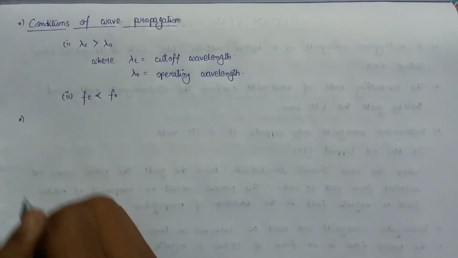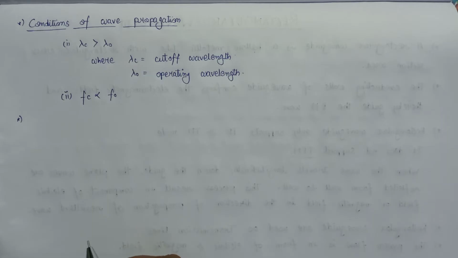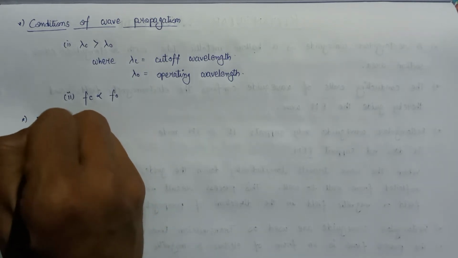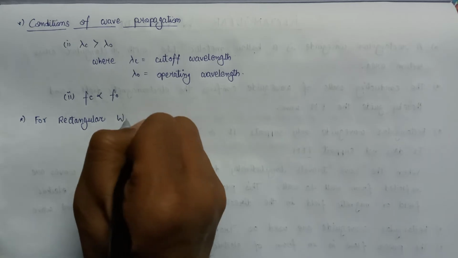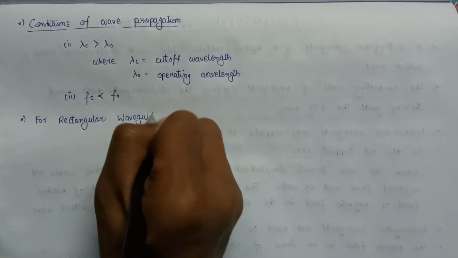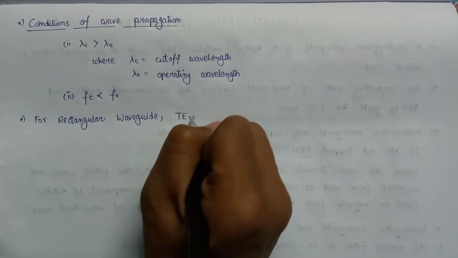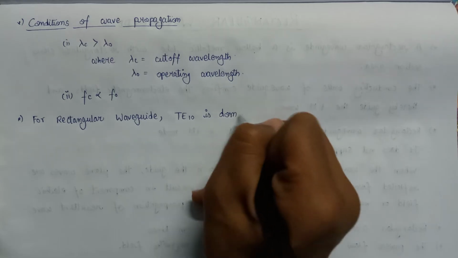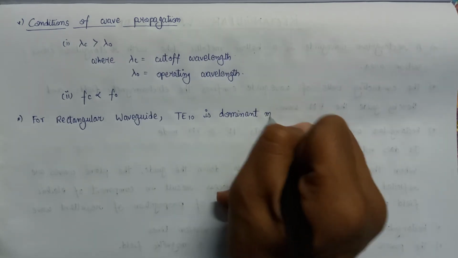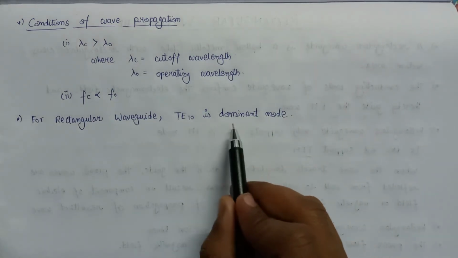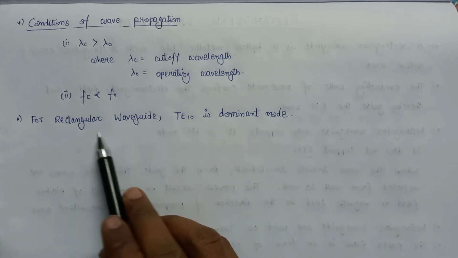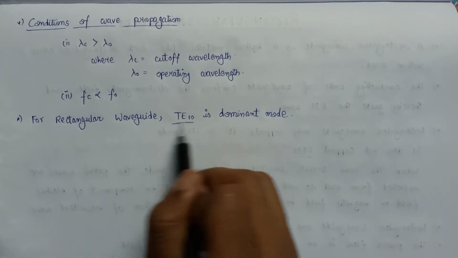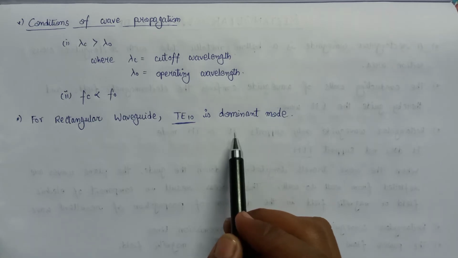Let us discuss the next point: for the rectangular waveguide, TE10 mode is considered the dominant mode because it has the lowest cutoff frequency. So for rectangular waveguide, TE10 mode is the dominant mode. Since we discussed in the lecture on dominant mode that a dominant mode always has the lowest cutoff frequency, that's why in the case of the rectangular waveguide, TE10 is the mode that has the lowest cutoff frequency. That's why it is the dominant mode.